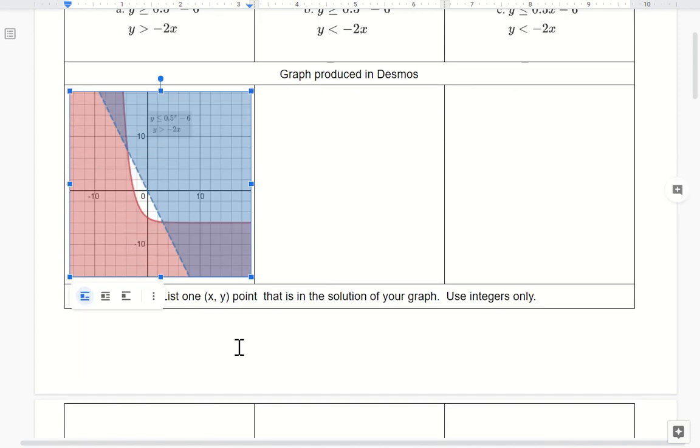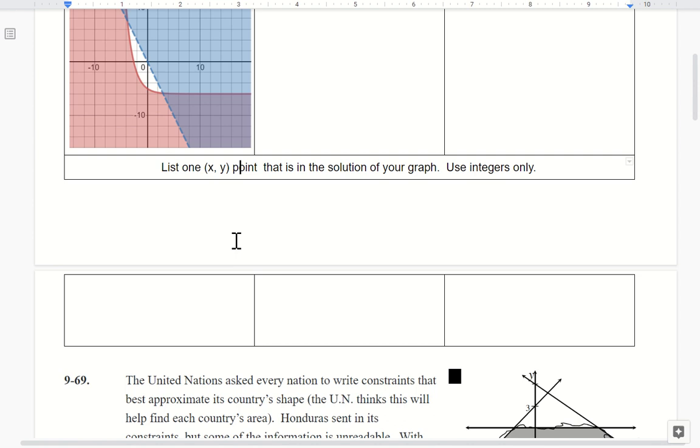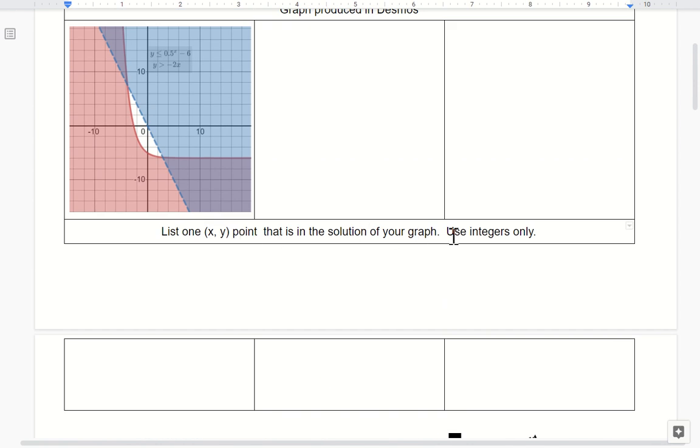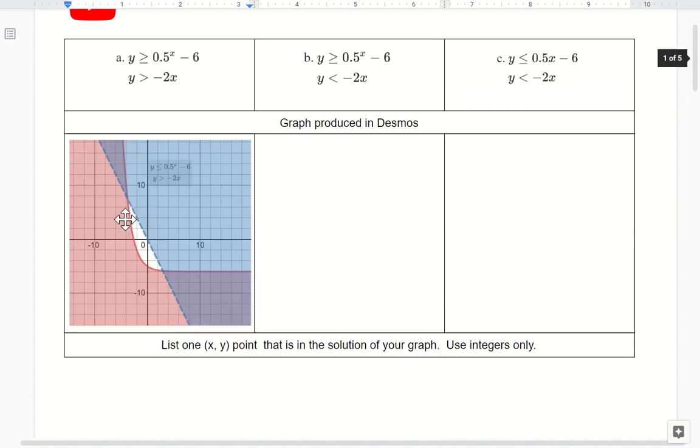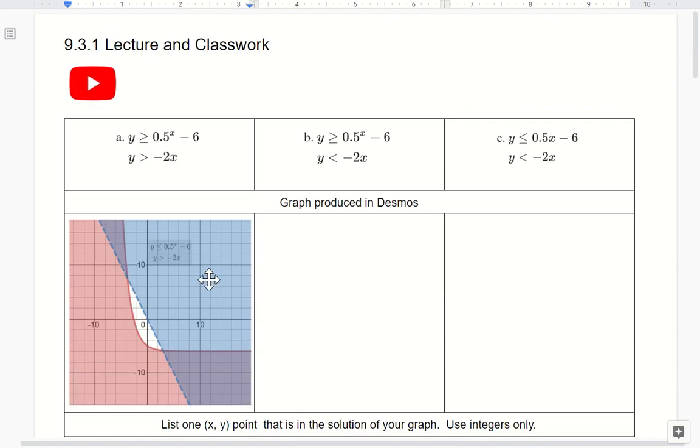And the other thing is I'm going to ask you to list just a single xy point that is a solution of your graph. And I say use integers only. So for example, a point that would work here would be x is negative 10 and y is negative 10. This point is clearly a solution. So you would just say negative 10 comma negative 10. But of course, this is incorrect because this is the wrong graph. This is the one that we did. There are 3 variations of this that you need to do. So I'm going to go ahead and delete that.